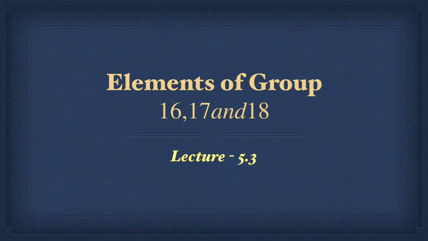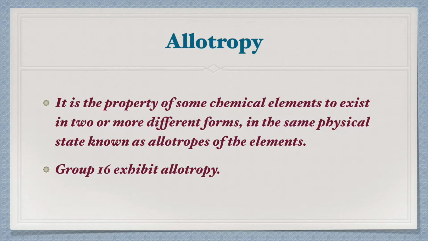Hello everyone. Last time we completed the chemical properties of group 16, 17 and 18. So today we'll begin with allotropy. First, we'll understand the meaning of allotropy. It is the property of some chemical elements to exist in two or more different forms in the same physical state, known as allotropes of the elements.